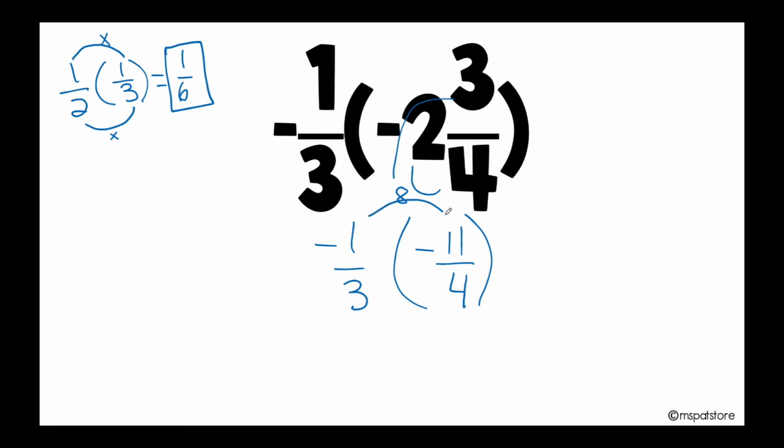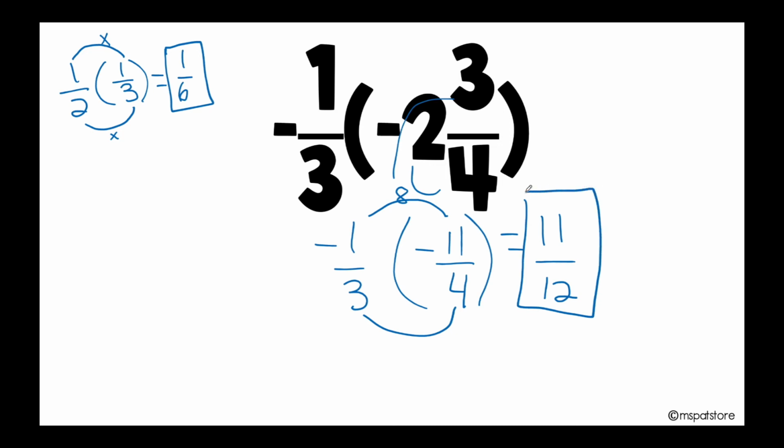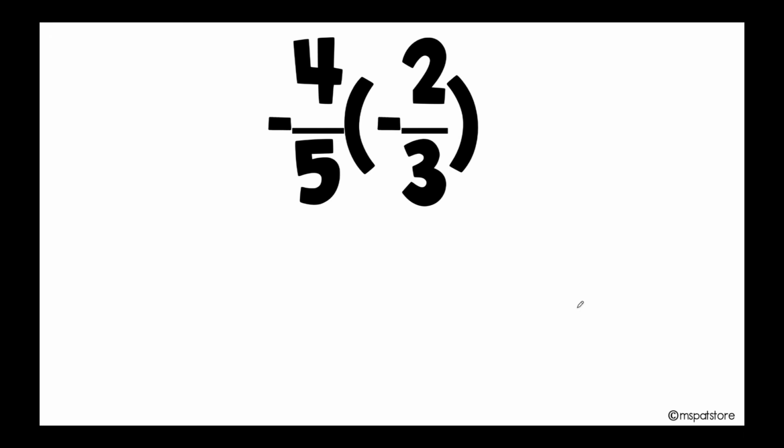1 times 11 is equal to 11. 3 times 4 is equal to 12. So this is my final answer, 11 over 12. Pause the video and try to do this multiplication by yourself.